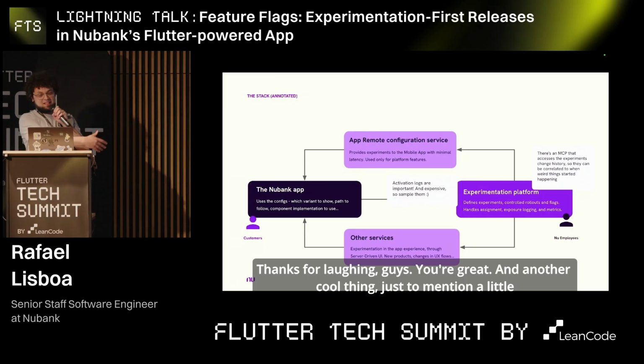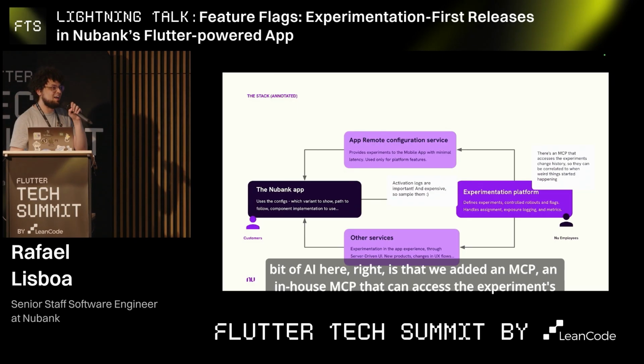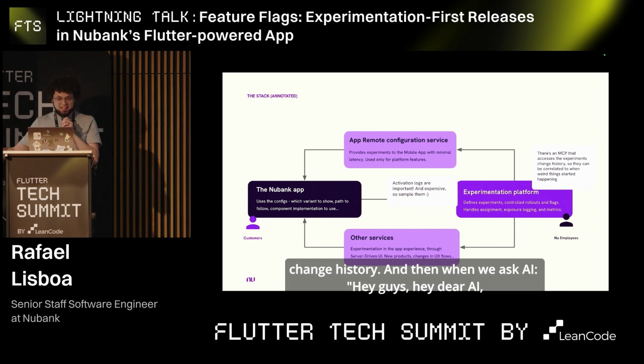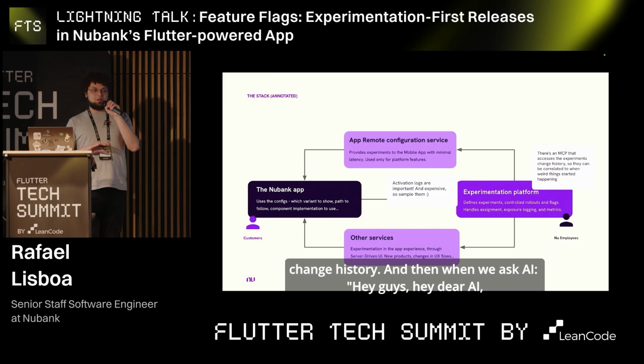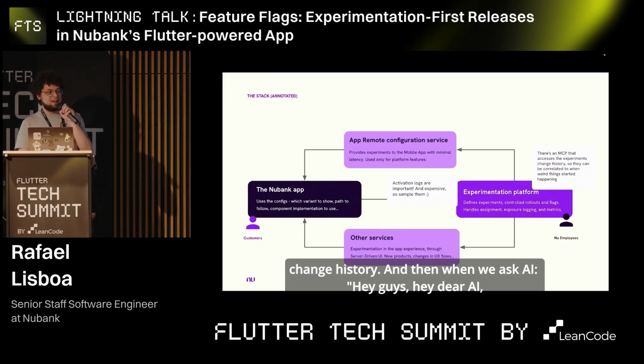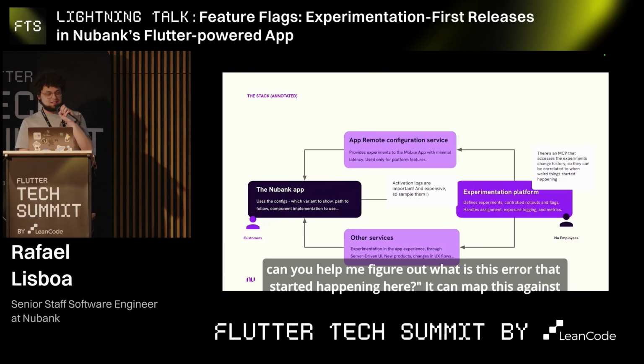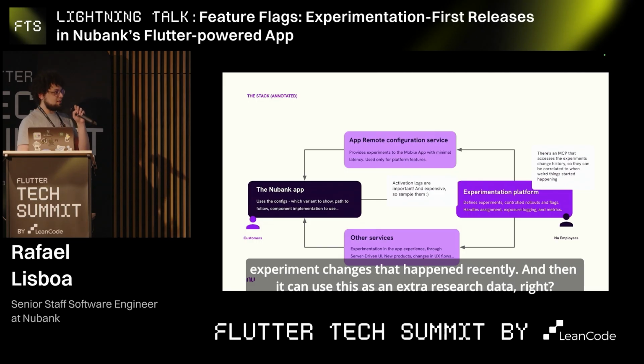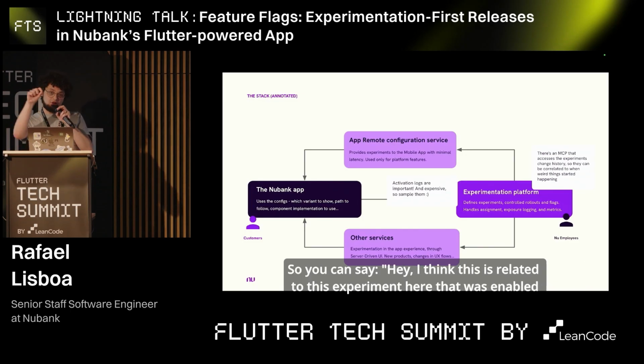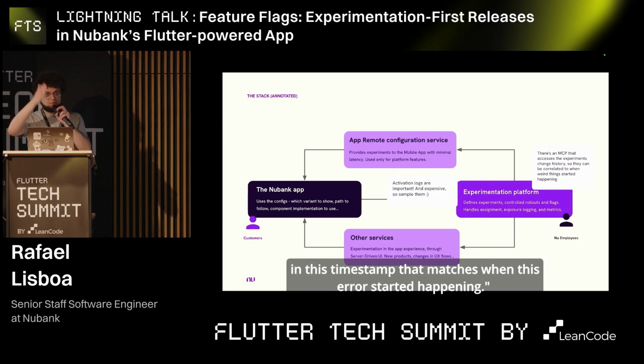And another cool thing, just to mention a little bit of AI here, right, is that we added an in-house MCP that can access the experiment's change history. And then when we ask AI, hey dear AI, can you help me figure out what is this error that started happening here? It can map this against experiment changes that happened recently, and then it can use this as extra research data, right? So it can say, hey, I think this is related to this experiment here that was enabled at this timestamp that matches when this error started happening, right?